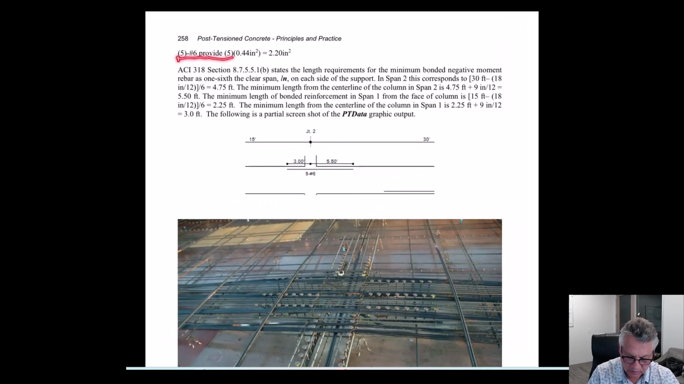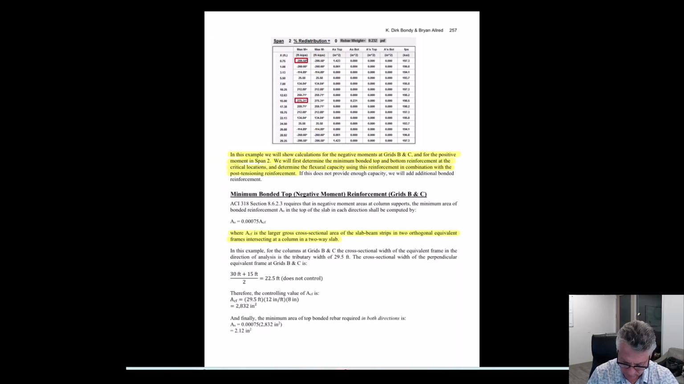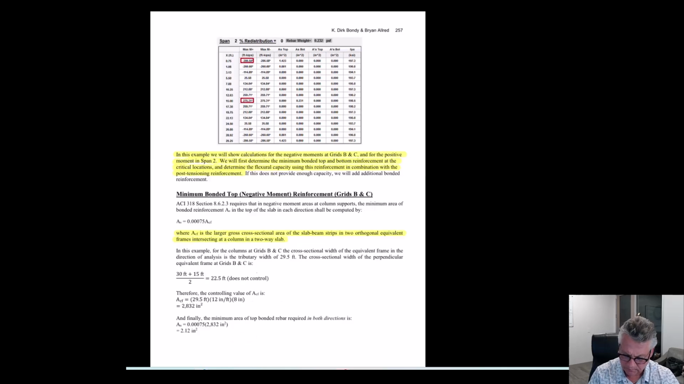Five number sixes, which is very typical in our 8-inch slabs that are going about 30 feet. That's what we calculate over and over and over. 29'6", 28'6", somewhere in that range, seem to always land at 5 number 6s. That provides 2.2 square inches of steel. So, tight design, good design.